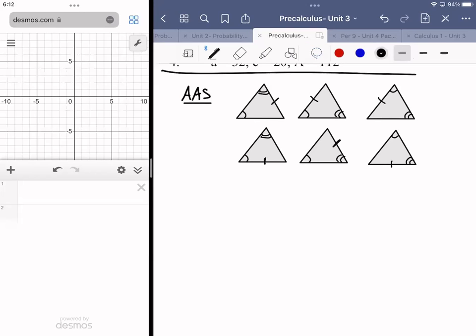So I'll take you through the other possibilities. We have angle, side, angle. I'll just give one example though, because if we do 6 examples for each one, we'd be here for the rest of the night doing it. Although, I mean, I like drawing triangles, so it's fine.